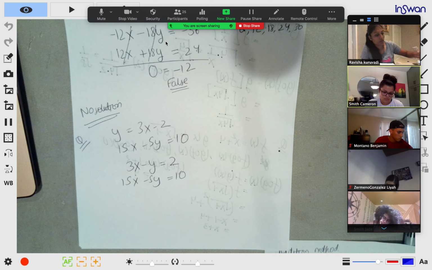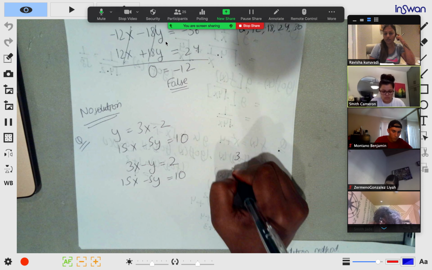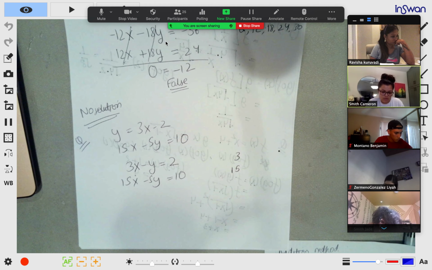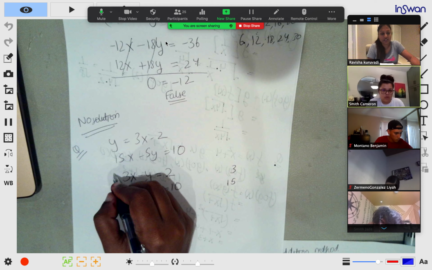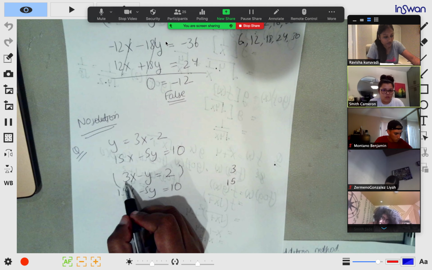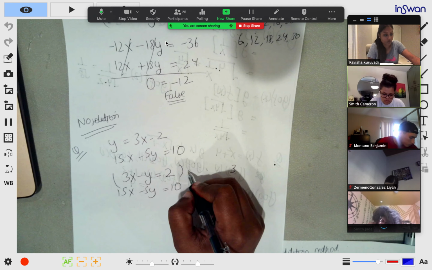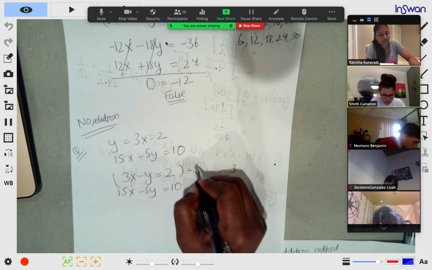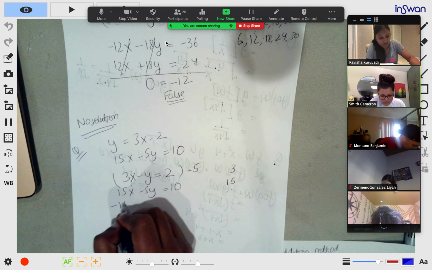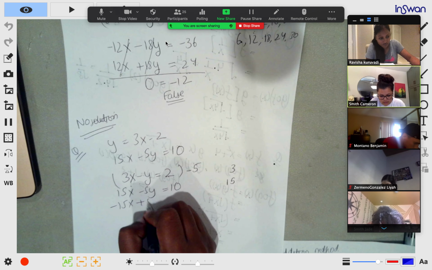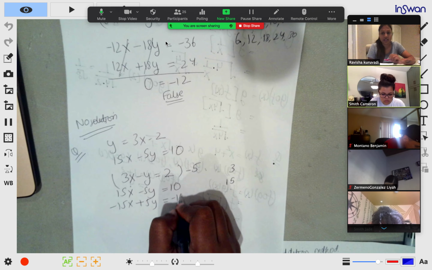X. Okay. So you have 3, here you have 15. What's the common between 3 and 15? 15. This is already 15. I have to make this as negative 15. What should I multiply with? Negative 5. Correct. When you multiply, what do you get? Negative 15x plus 5y equals negative 10. Okay. Add and tell me what do you get?